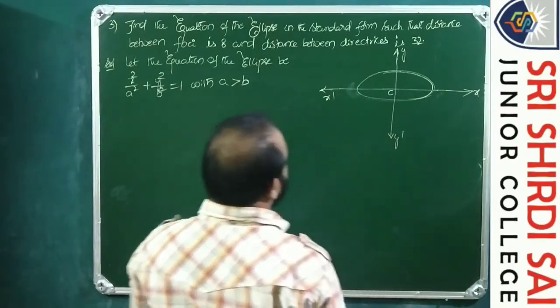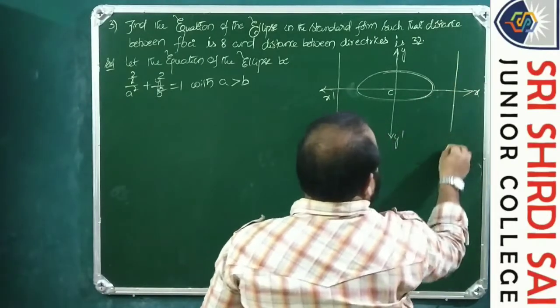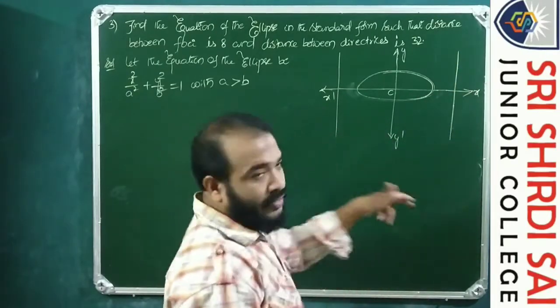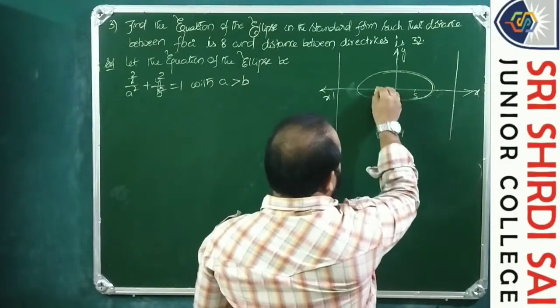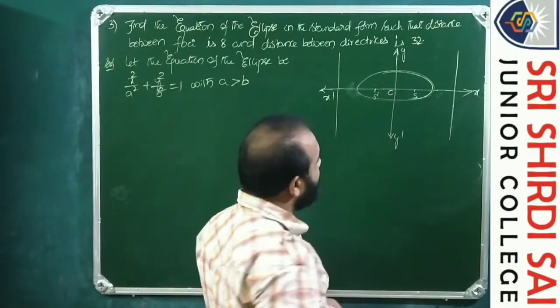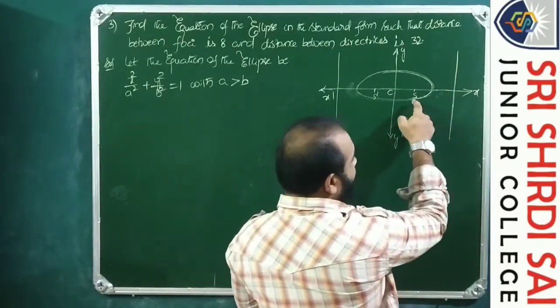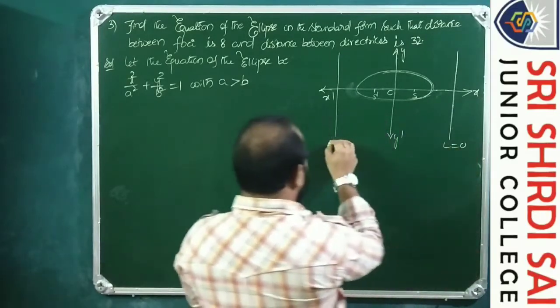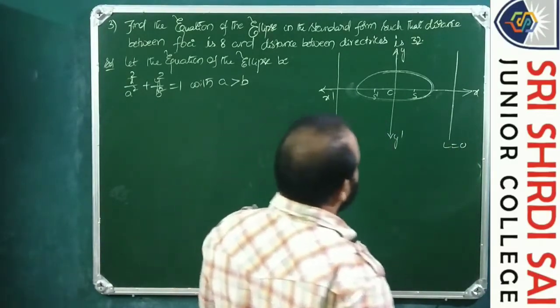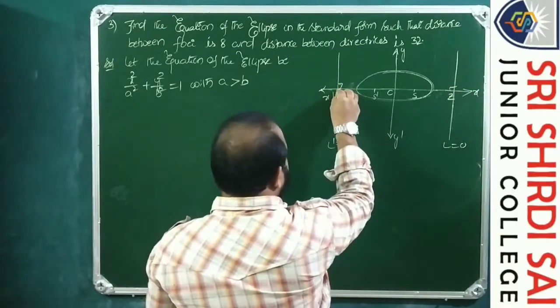Now, these are the directrices. These directrices are corresponding to this fixed point and this fixed point. So this line is the directrix of this focus, which is L equals to 0. This is L dash equals to 0. And this is the foot of the directrices Z dash.